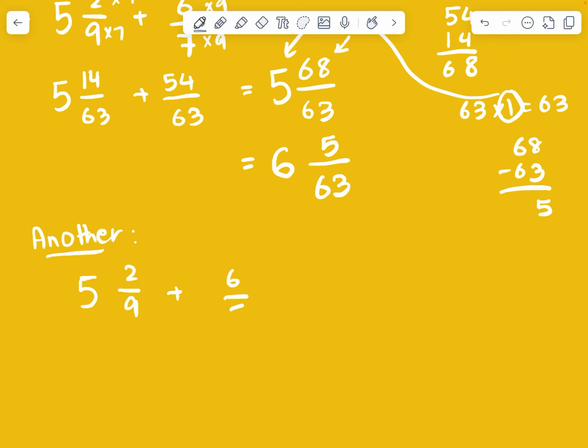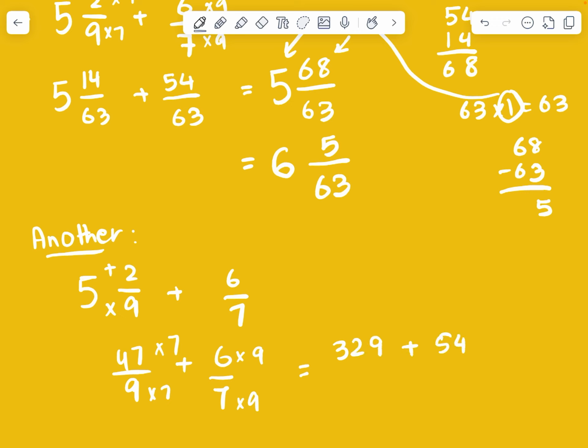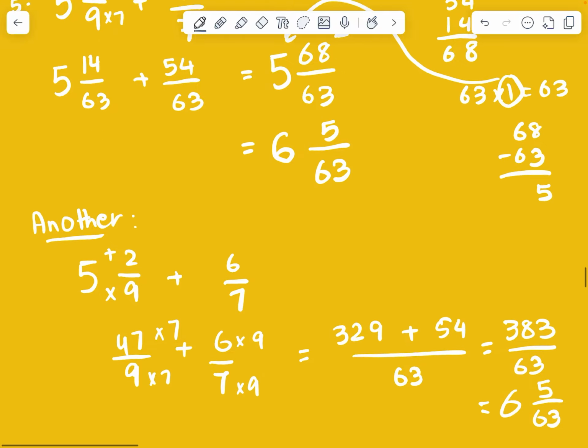47 times 7 is 329. Plus 9 times 6 is 54. Denominator is 63. If you add these numbers up, you get 383 over 63. And if you simplify it, you get 65 over 63. So same way to get the answer. It's just another method to get the same answer. It's about what you prefer.